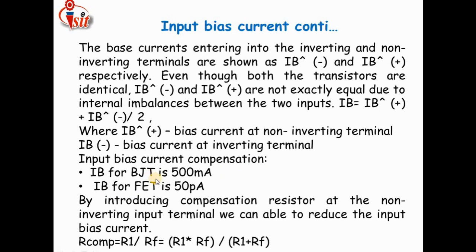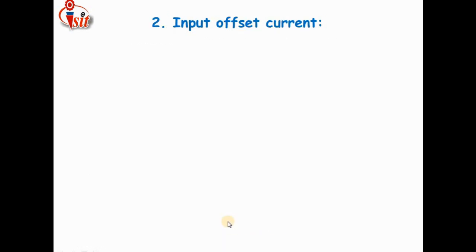Now, what is the input bias current value? The input bias current for a BJT, bipolar junction transistor, is 500 nanoamperes, as I have shown here. The input bias current for a FET, field effect transistor, is 50 picoamperes. By introducing a compensation resistor at the non-inverting input terminal, we can reduce the effect of the input bias current. R compensation is equal to R1 parallel RF, that is R1 parallel RF equals R1 times RF divided by R1 plus RF.